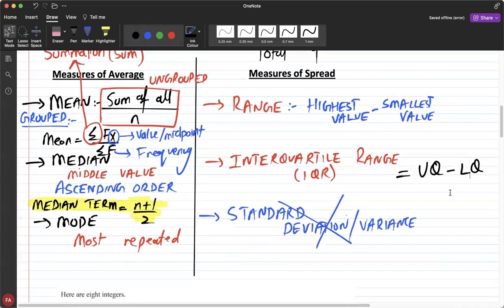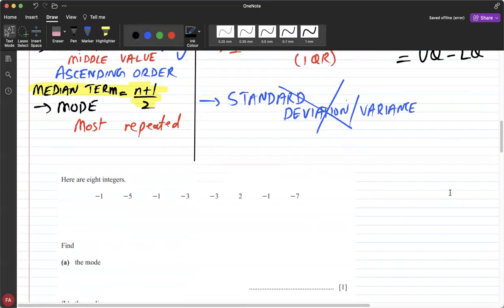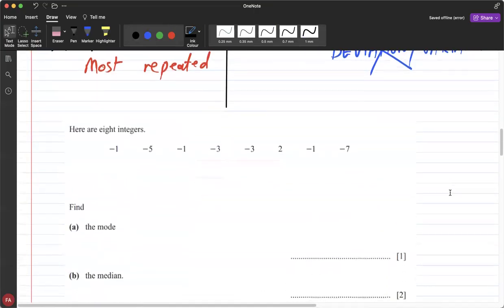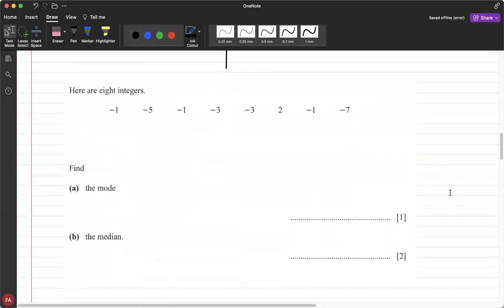So having said this, let's try a question. But before we do, I want you to pause this video and think for a second, what kind of data do we have? Is this grouped? I don't see a table over here. That means this has to be ungrouped. And what kind of ungrouped data do we have? Can I say these are discrete numbers? You can see the total quantity of these numbers is 8.